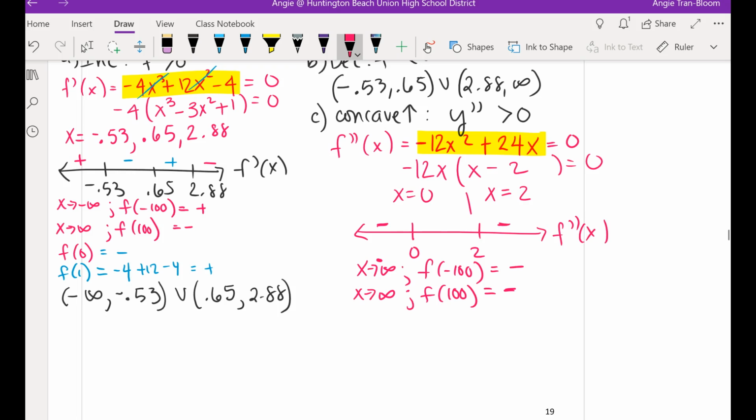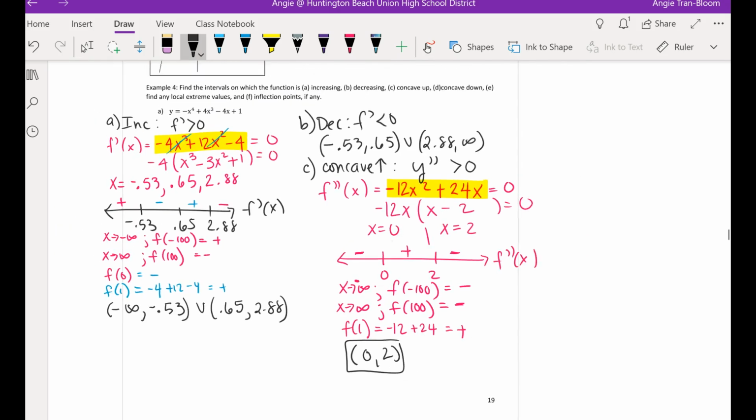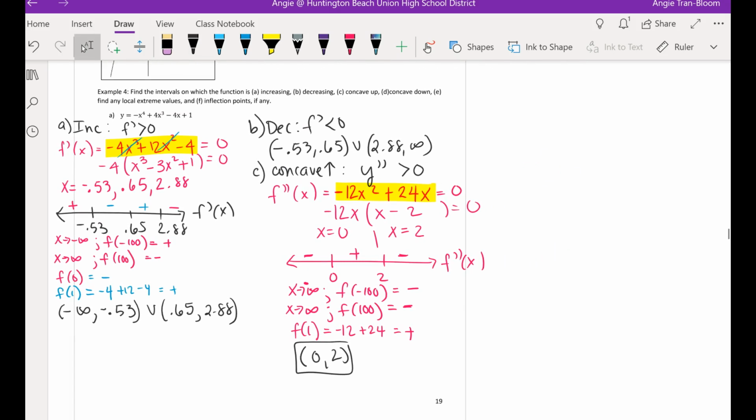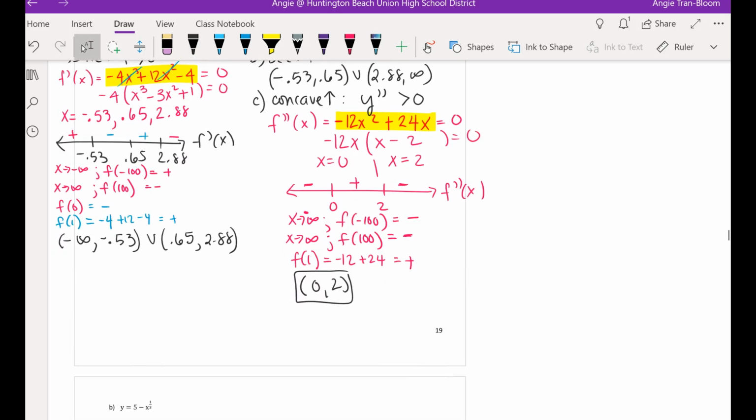In between 0 and 2, I will use 1. So f of 1 is 1 squared is 1, times negative 12 is negative 12, plus 24, so that's positive. So when is it concaving up? Concaving up only between 0 and 2. So all of that work will also help me answer D, which is concaving down.